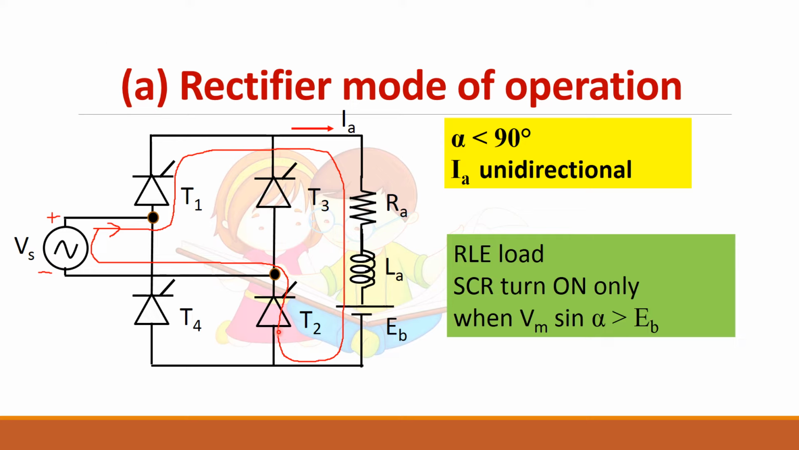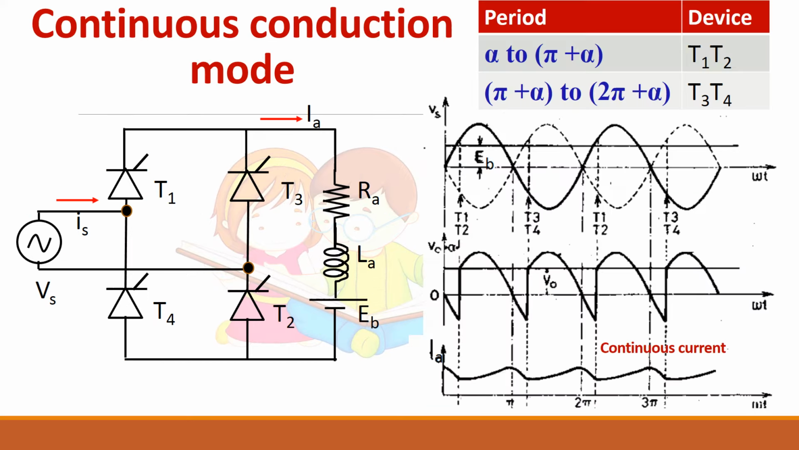In the T1 and T2 conduction period, when the supply voltage is greater than EB, the device will start conducting and current flows through T1, load, T2 and again to the supply. Now we will consider the continuous conduction mode. From alpha to pi plus alpha, T1 and T2 are conducting. First make sure that alpha is here; you have to give alpha after this junction.